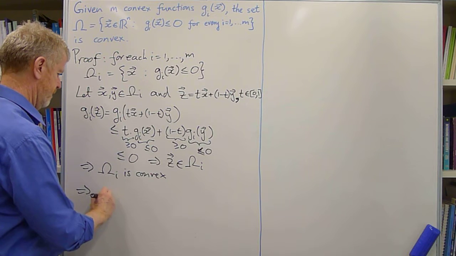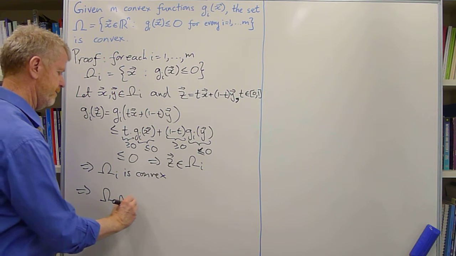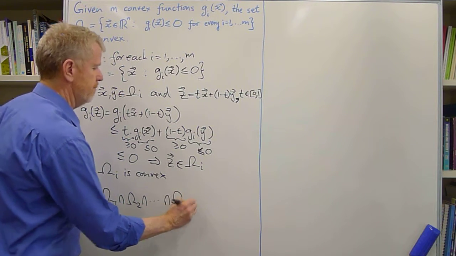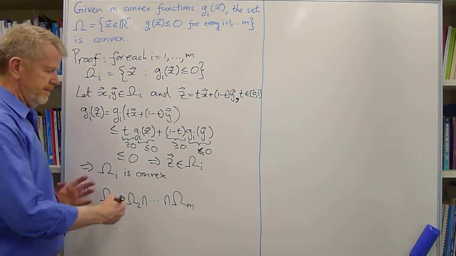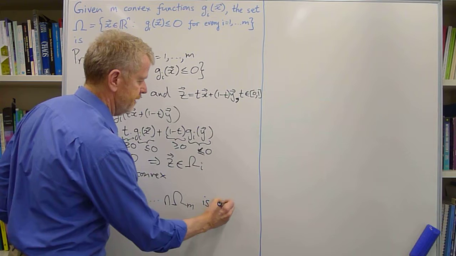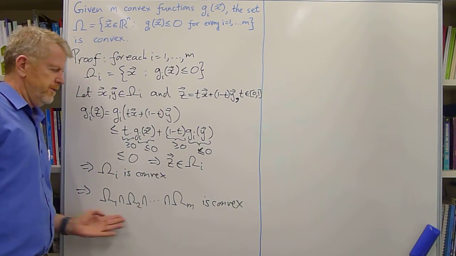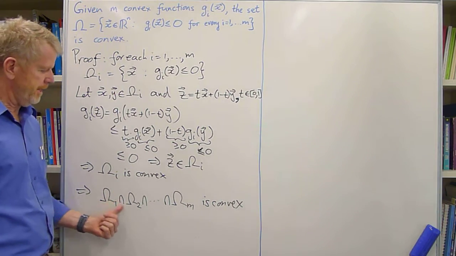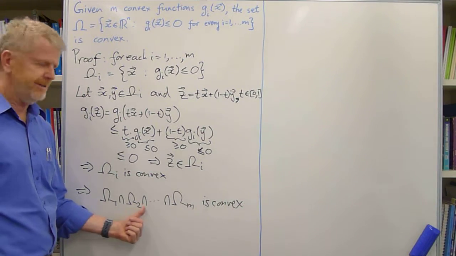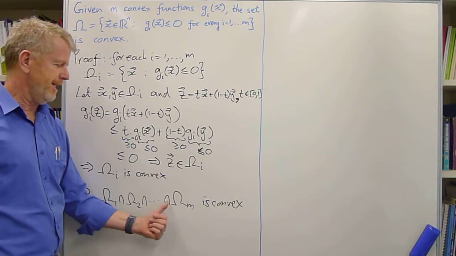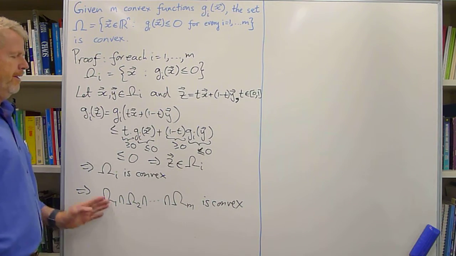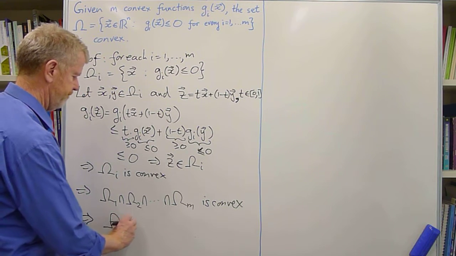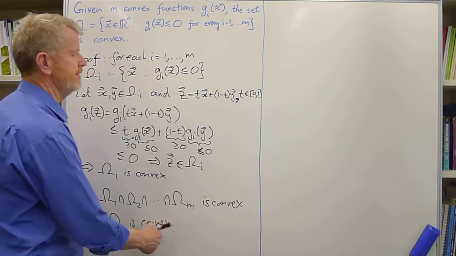So now let's look at the intersection of omega_1, omega_2, all the way up to omega_m. Because all these are convex, their intersection has to be convex. So this is convex. But now what is this set? This set is the set of points x for which g_1 is less than or equal to 0, and g_2 is less than or equal to 0, and g_3 is less than or equal to 0, all the way up to g_m less than or equal to 0, which is precisely the set omega. And hence omega is necessarily convex.